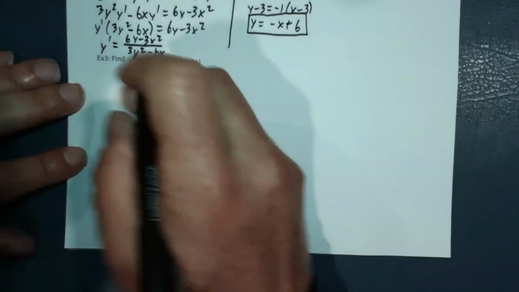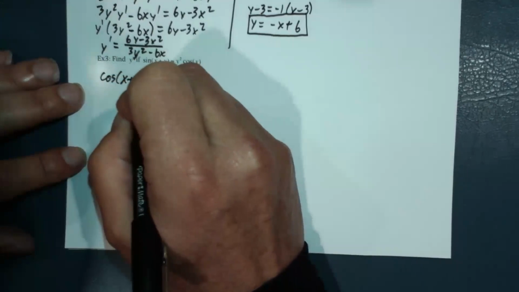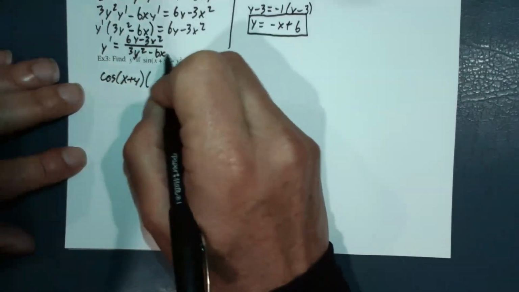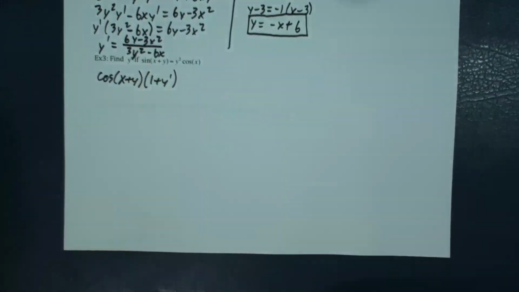So I'm going to take the derivative of this. That's going to be the cosine of x plus y times the derivative of this. This is going to be 1 plus y prime. Derivative of x with respect to x is just 1. Derivative of y with respect to x is just y prime. I'm using the prime notation. If you want to use the Leibniz notation, the dy dx, that's fine.